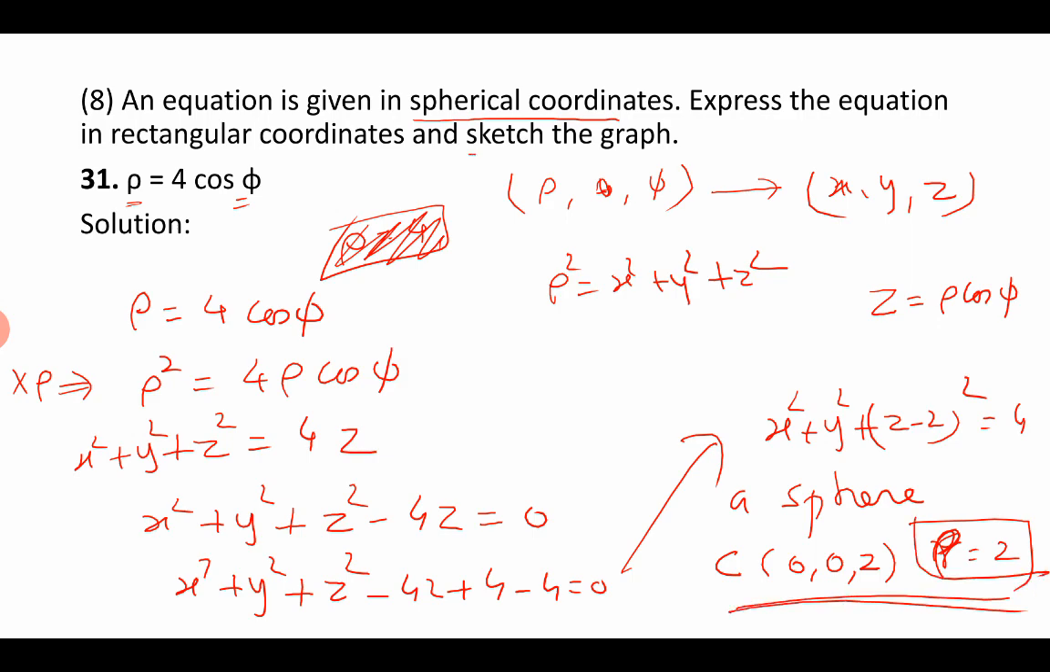Sketch the graph. How do you sketch the graph? Roughly try in three-dimensional space. Your center is on the z-axis 2 units up and the radius is 2, so it will go through the origin. So it's a sphere whose center is on the z-axis with radius 2. And that's it for this problem.